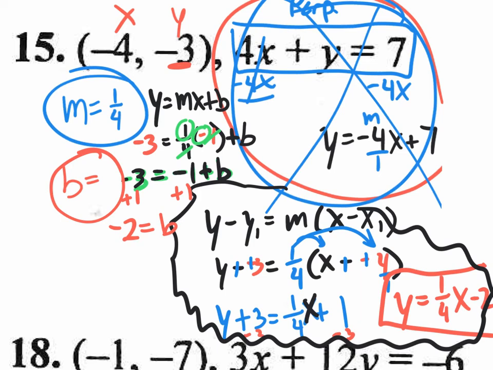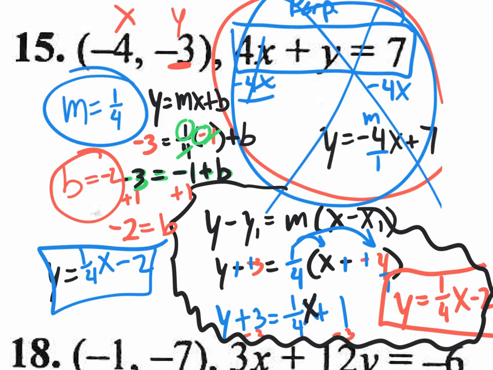That looks ugly. It's a lot of stuff. It's a lot of work. Negative 2 is the b value. So now you know your y, your m, and your b. You could write y equals 1/4 x minus 2 in y equals mx plus b form. Same exact thing as over here. So it depends what you feel more comfortable with.